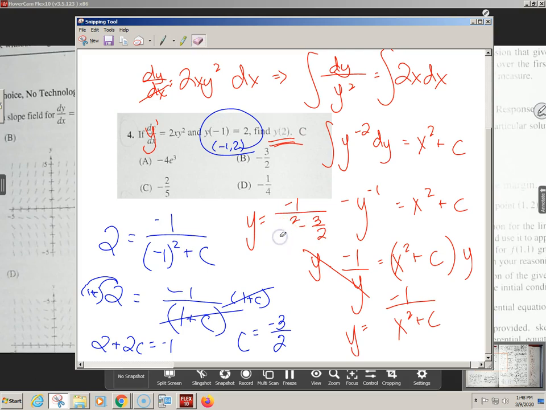2 squared. So 4 minus 3 halves, 8 halves minus 3 halves, 5 halves, negative 1 over 5 halves. Negative 2/5.